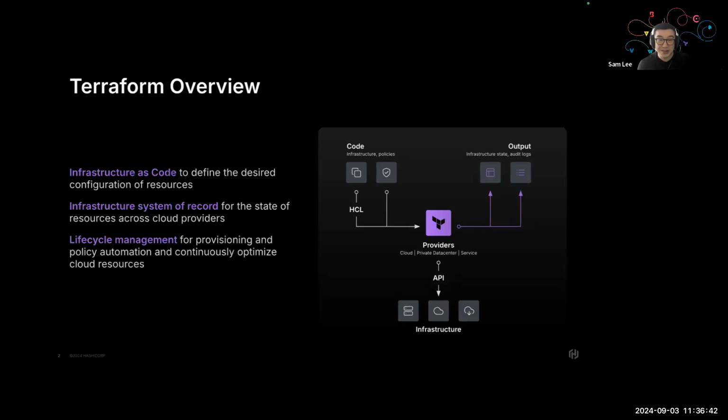Secondly, we also built into Terraform a system of record. And what this system of record allows you to do is now have this standardized workflow. So you have visibility across what you're deploying because you have it in code and you also have it in what we call a state file.